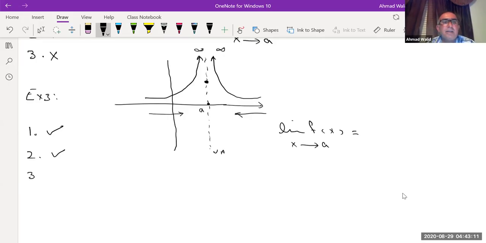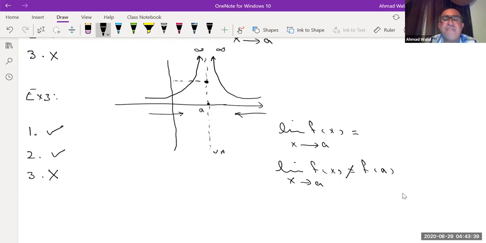Test 3: is the limit of f of x as x approaches a equal to f of a? Your limit is infinity, but f of a is a number here. Look, for example, 2, 3, 5, 6, whatever that one is. Are they equal to each other? In this case, no. They are not equal. Then you fail test 3.